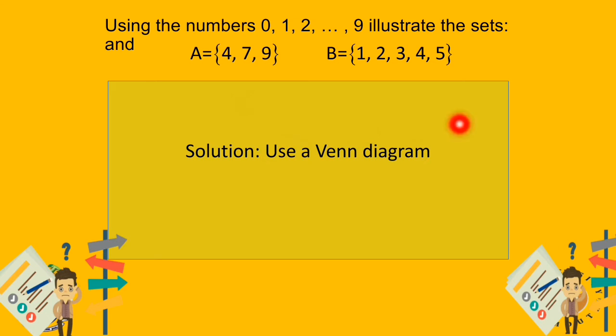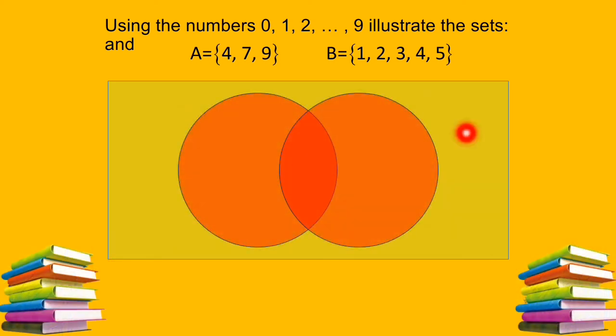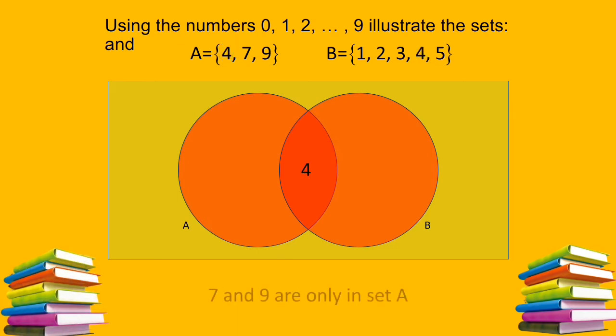First of all, we are going to draw a rectangle, and this rectangle is used to represent the universal set, and set A and set B will be represented with the help of these circles. You can see that 4 is common to both sets. 4 is present in set A and 4 is present in set B also. So 4 will be written in the overlapping area, and then 7 and 9 are present only in set A, so 7 and 9 will be written in the area of set A.